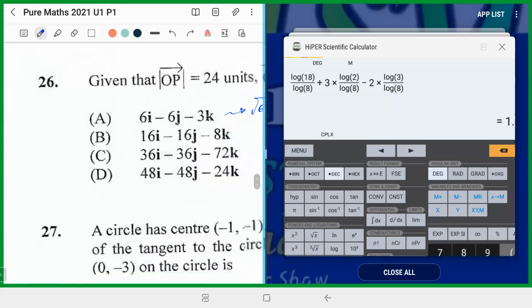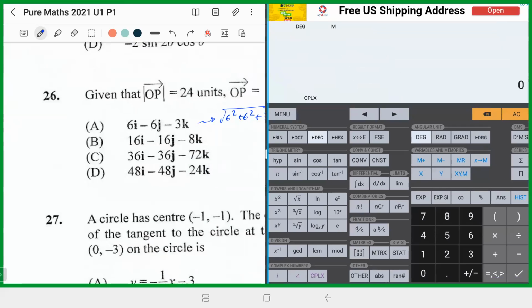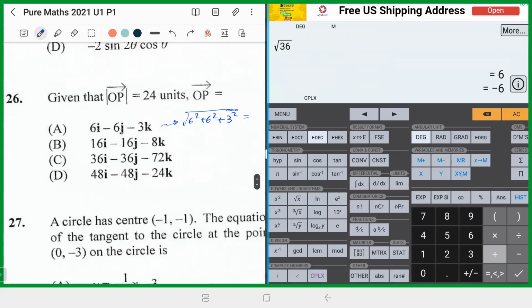Which one is it? I think it's the first one. I'm going to do the square root of 6 squared, which is 36, and then 6 squared again is another 36, and then 9. I'll get negative 9 for that. Get 9. What? So it's not the first one.